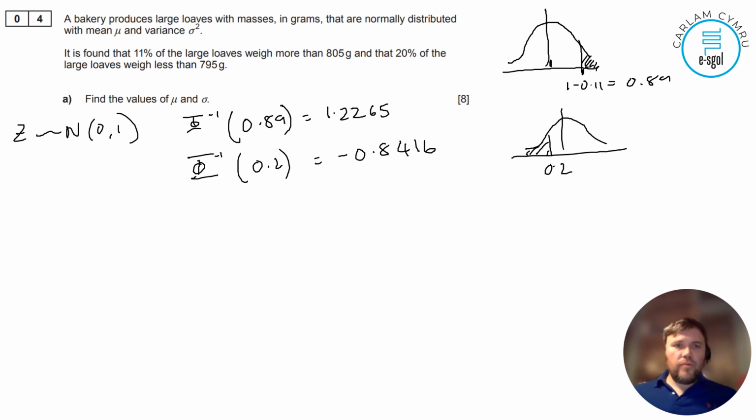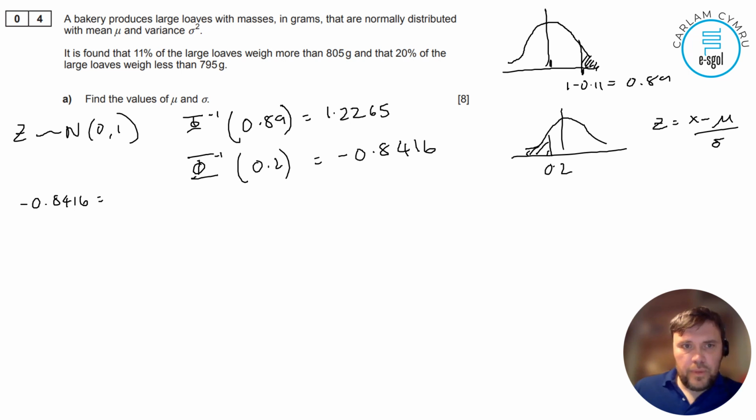So now we've got our 2 values of Z, we would use the formula that I said before, where Z is equal to x minus mu over the standard deviation. So we would have 2 equations set up with 2 unknowns, so it's going to be simultaneous equations. For the first one, it is minus 0.8416 equal to 795 minus mu over delta. For the other one, it is going to be 1.2265 equals 805 minus mu over delta.